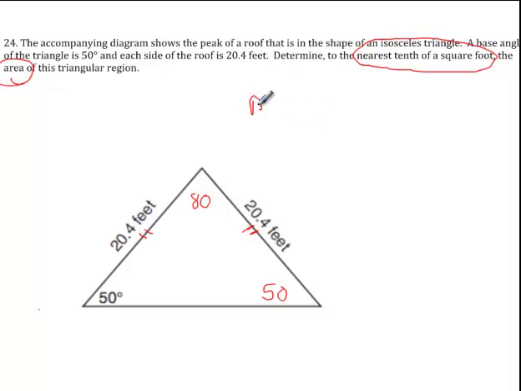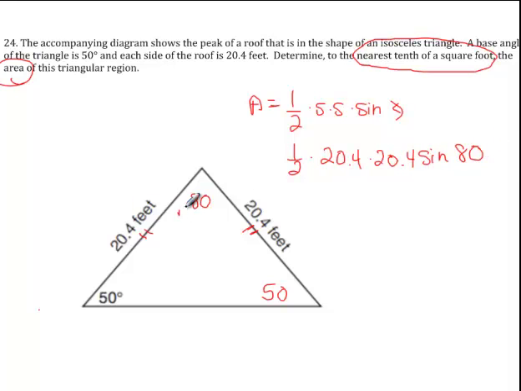Okay, so area equals 1/2 side, side, sine of included angle. So 1/2 times 20.4 times 20.4 times the sine of 80. Because 80 is the included angle of these two sides.